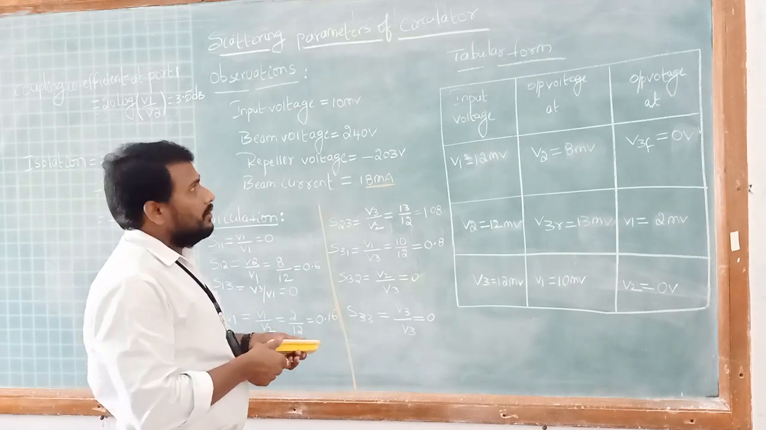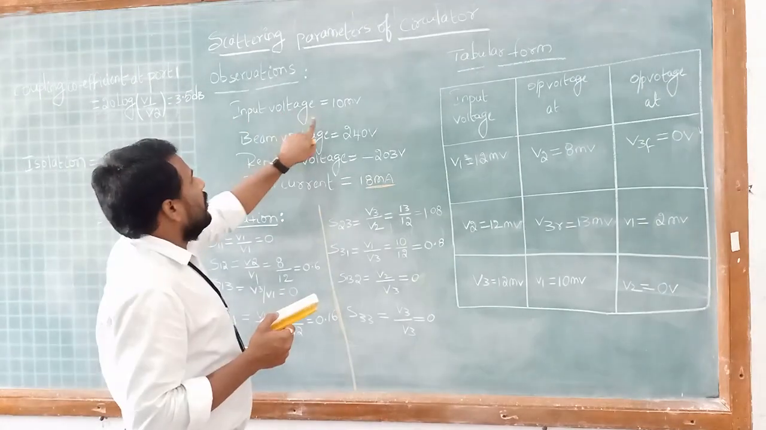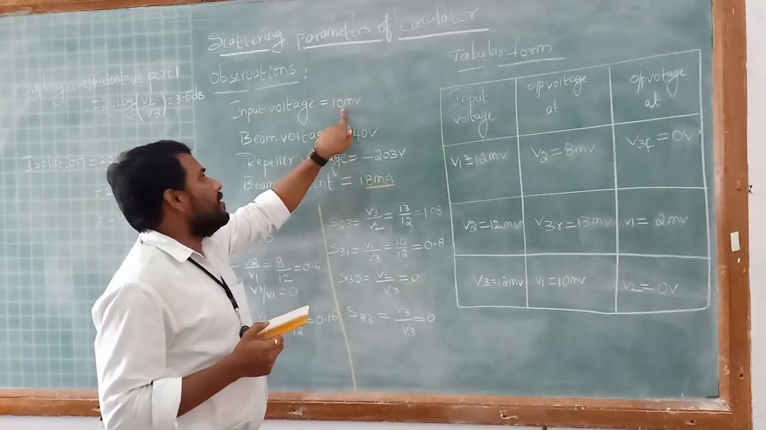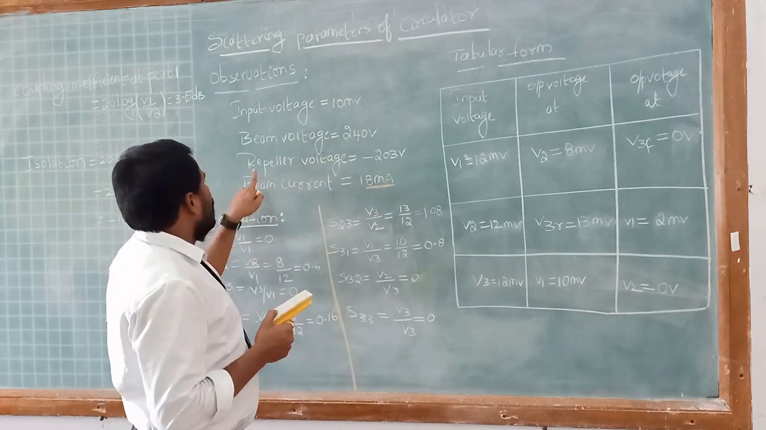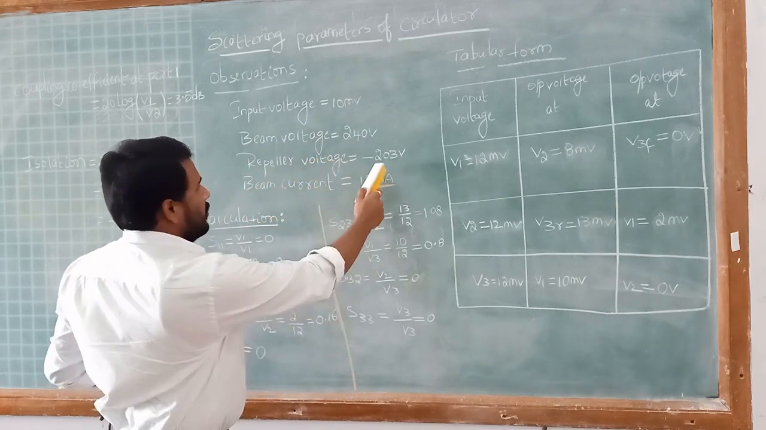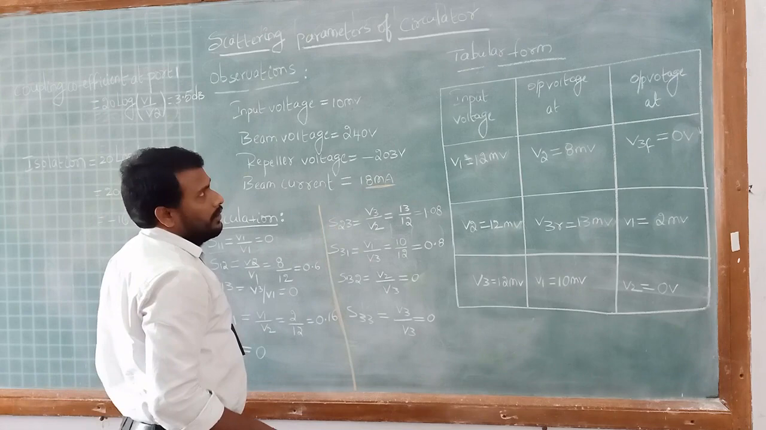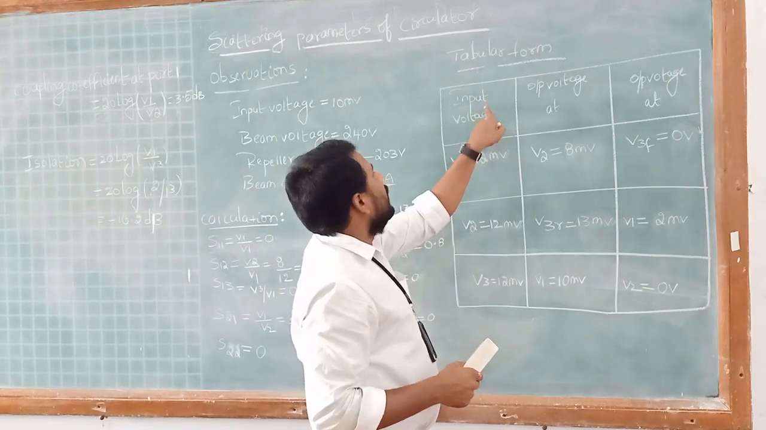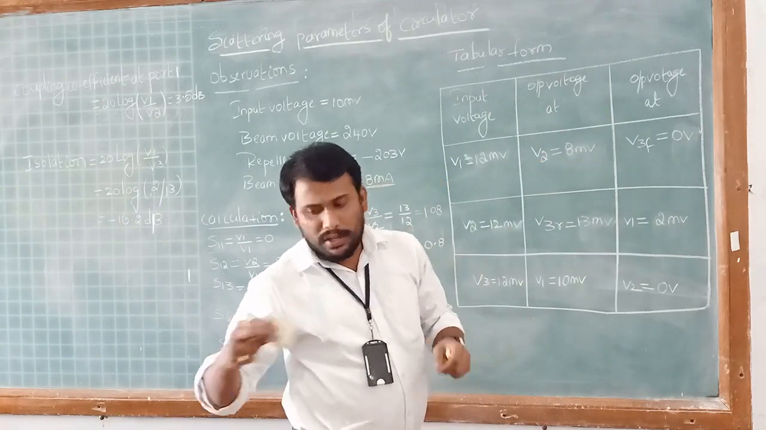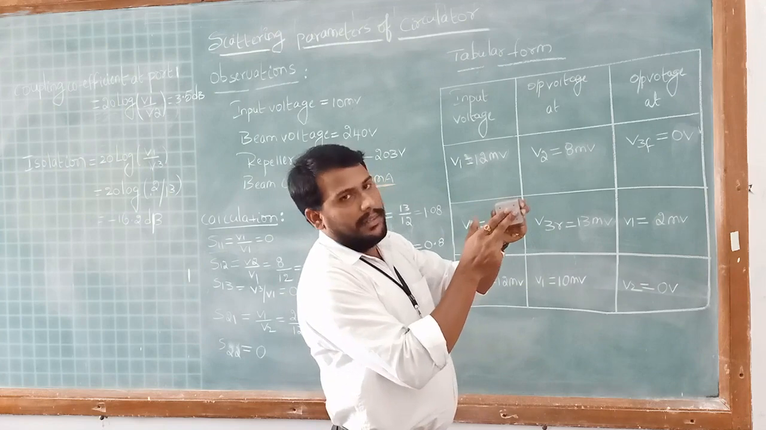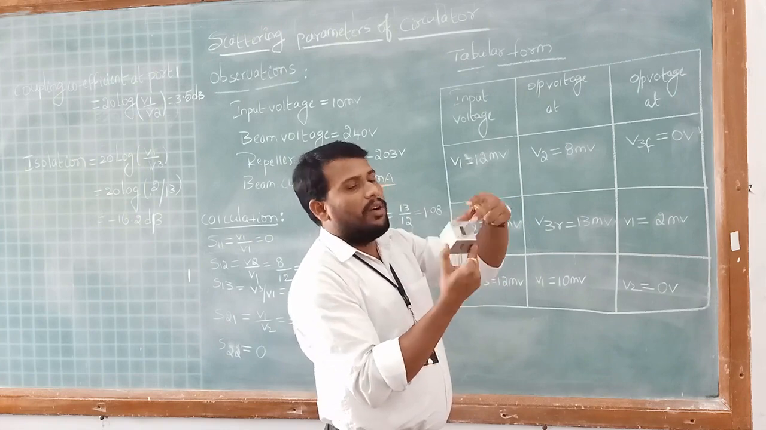So the observations are: input voltage, what we found in the laboratory practically, is 10 millivolts. Beam voltage is 240 volts. Repeller voltage is minus 203 volts, and beam current is 80 milliamps. Coming to the tabular form, input voltage, and you have to take the output voltage at two ports. If you connect one port to the input side, the other two act as output ports.